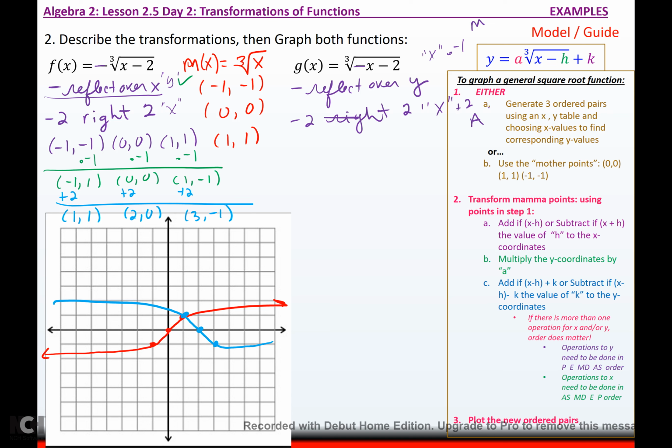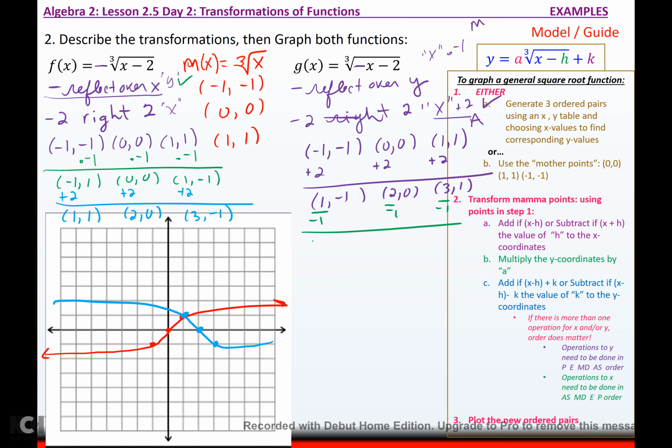And when you're doing things on the inside to x, you don't do it in PEMDAS order, you do it in ASMEDEP order. So I need to add 2 to my x's first. So I'm going to take my mother pairs, negative 1, 1, 0, 0, 1, 1, and I'm going to add 2 to my x's. That's going to give me 1, negative 1, 2, 0, 3, 1. That's done. So now I'm going to reflect over y, which means I'm going to divide my x's by negative 1. And that gives me negative 1, negative 1, negative 2, 0, negative 3, 1.